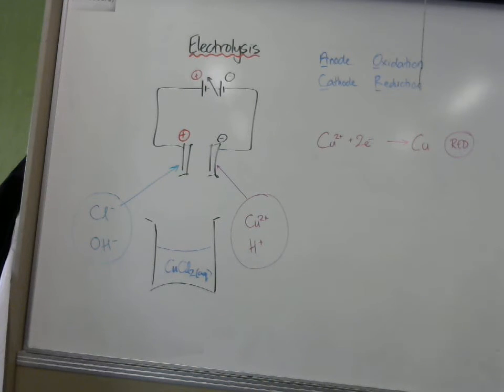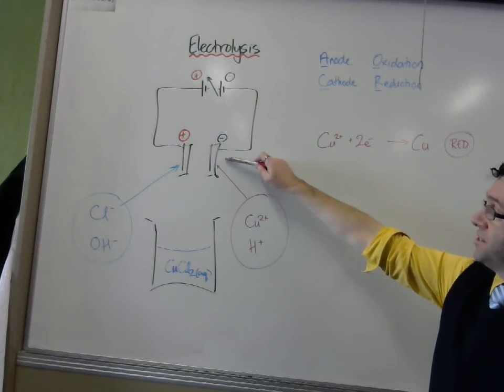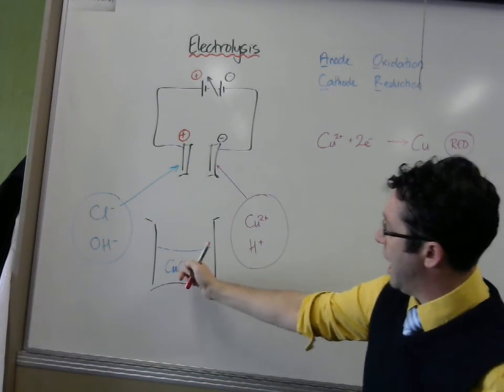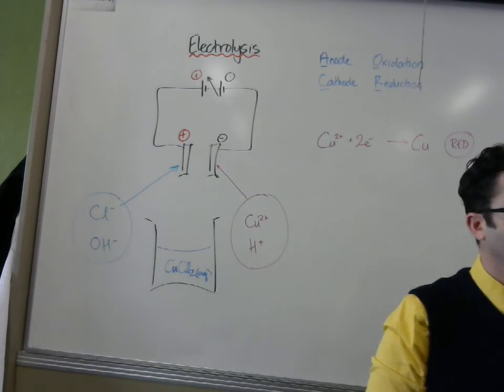Now remember that in a cell, the cathode was the positive terminal. So just be aware, this is where it's opposite. It's still where reduction occurs, but now it's the negative terminal. The positive ions are attracted to the opposite charge. So these are being attracted because this is negatively charged. So out of the solution, the copper and the hydrogen ions are going to go there.